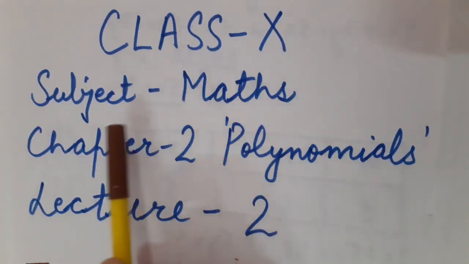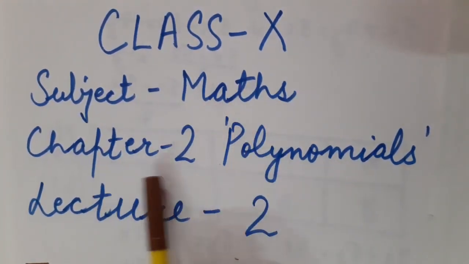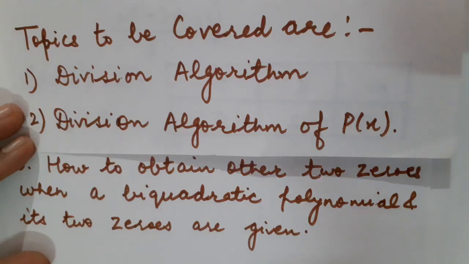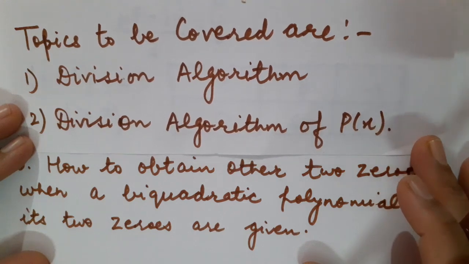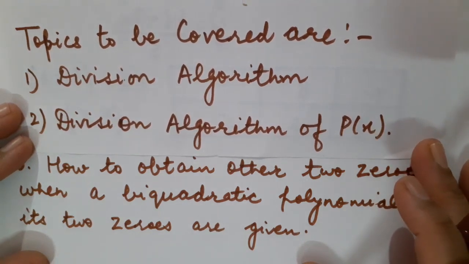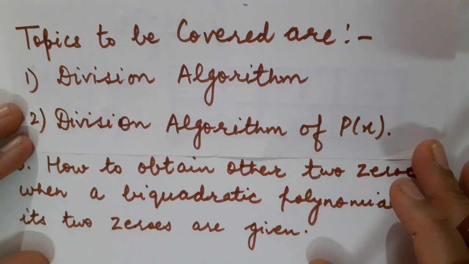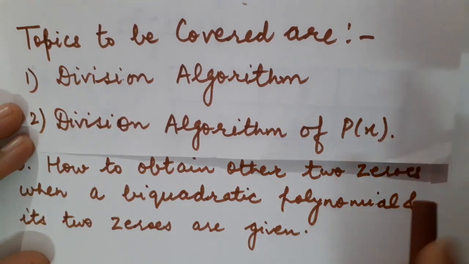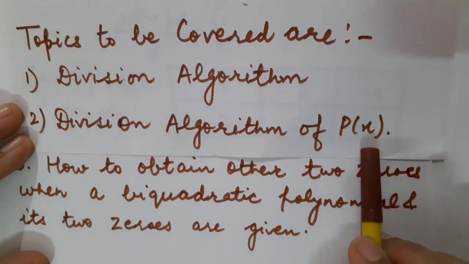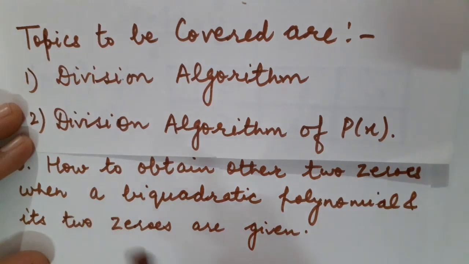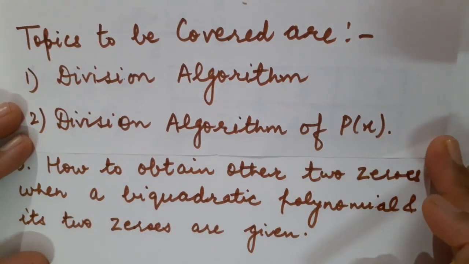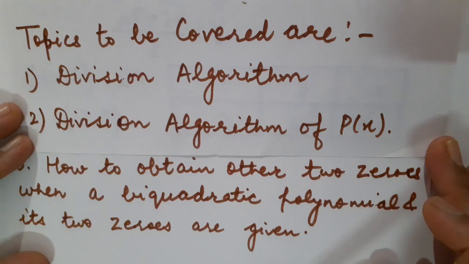This is class 10th, subject mathematics, chapter number 2, polynomials, lecture number 2. So children, in today's lecture, the topics which I am going to cover are: number 1, division algorithm; number 2, division algorithm of polynomial, P(x), which is the representation of a polynomial in x; and the third topic is how to obtain the other two zeros when a biquadratic polynomial and its two zeros are given. Clear, children?